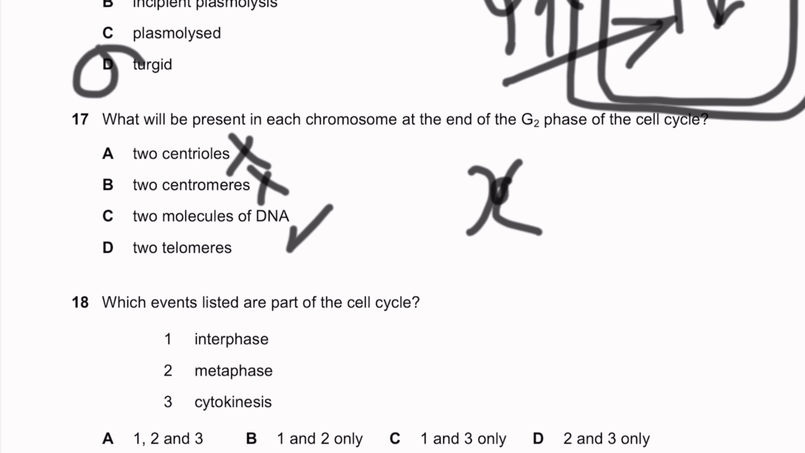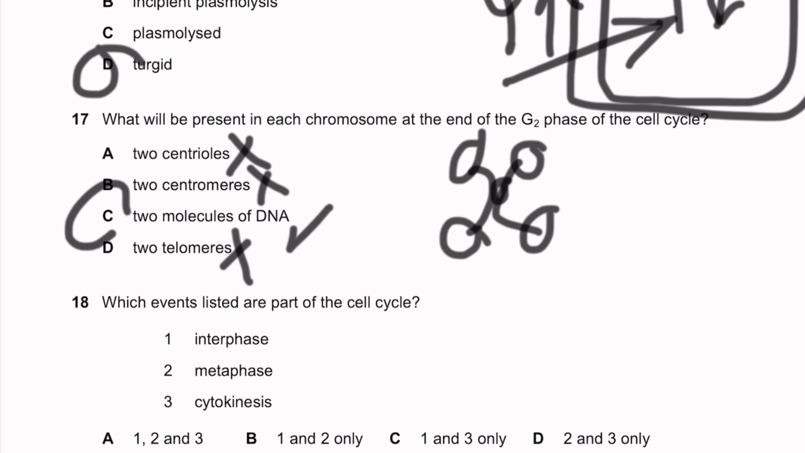Okay, and 2 telomeres. No, there are 4, because the telomere is the end of the chromosome, and you can see here we have 4 ends. Okay, and that is letter C.